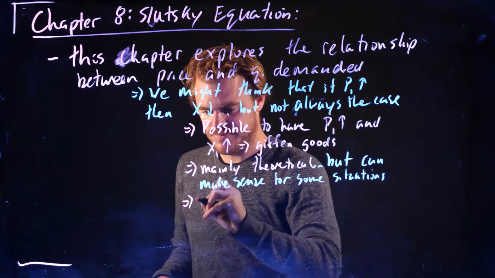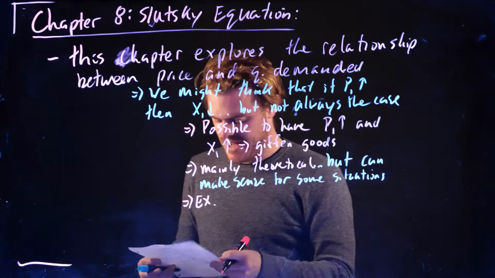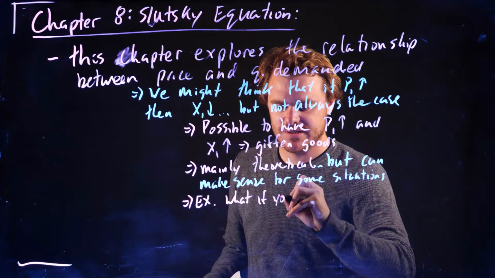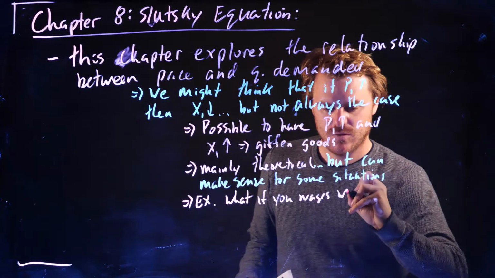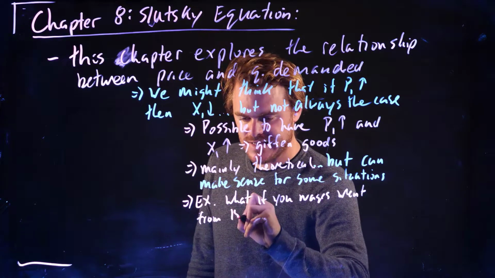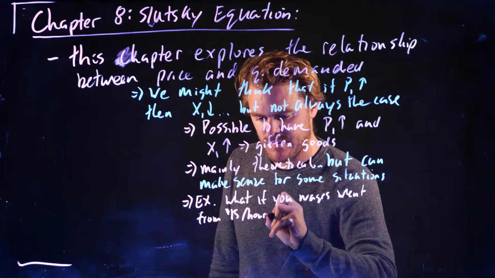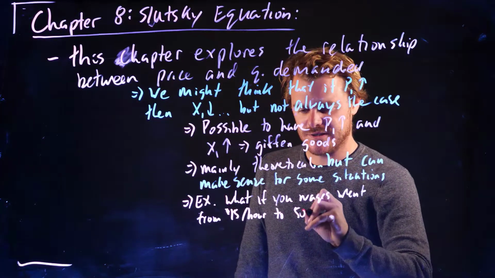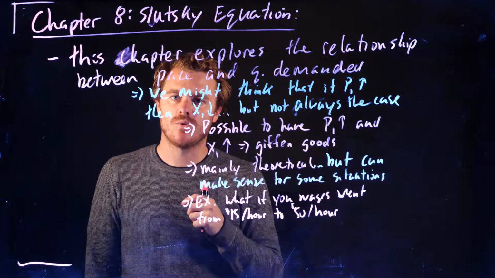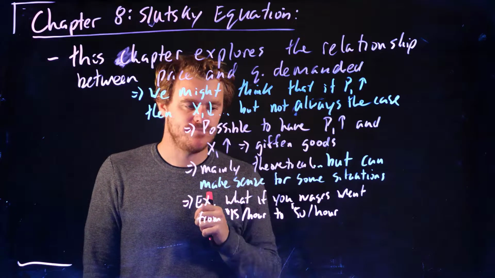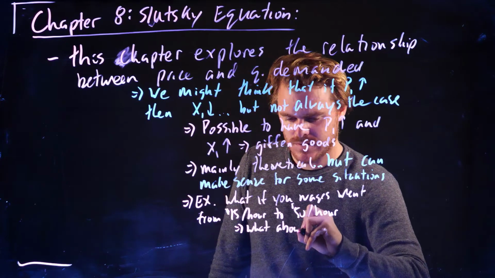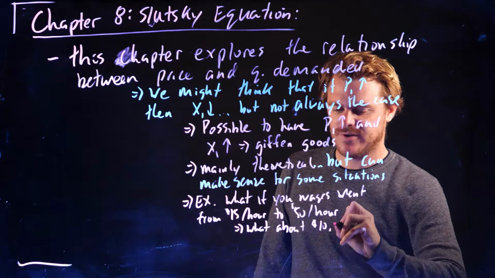So for example, what if your wages went from $15 an hour, so right around minimum wage, to $50 an hour? Would you increase or decrease the amount of work that you did, the amount of leisure that you had? What about $10,000 an hour?